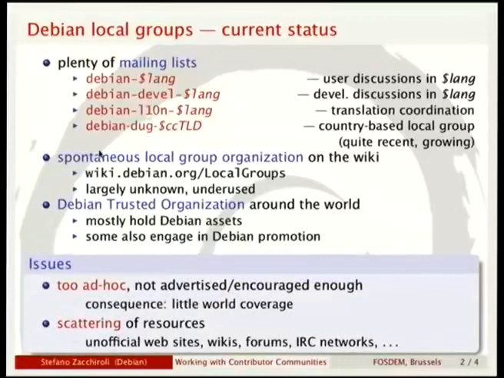And we have, on a completely different level, what we call Debian trusted organizations. So Debian as a project is not backed by any specific company. So we need to have associations around the world which hold our assets, and we have them around the world. Some are used to promote Debian, but most of them exist only to hold the Debian assets.